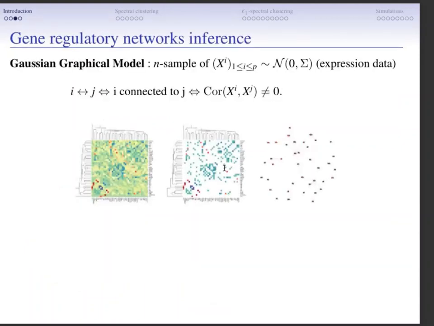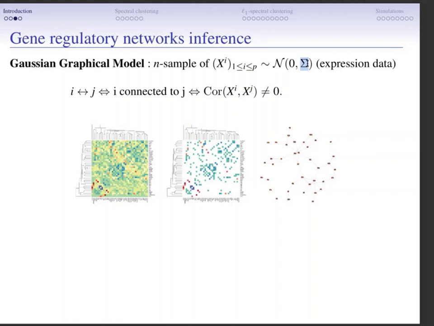This work is more about clustering graphs, but I would like to give you an idea of how you can infer such a network. Here we assume that we have some gene expression data. It's a big matrix where you have all your nodes, so all your genes, in columns, and you observe n replicates of all these genes. So you have a big matrix X, and you assume your data are drawn according to a Gaussian law with mean 0 and covariance matrix sigma.